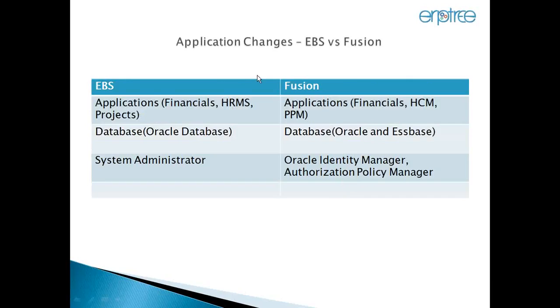Okay, another is just application related term changes. Financials, yes, financials only we call here. HRMS got replaced with HCM, and projects got replaced with PPM, project portfolio management. Here HCM means human capital management. In case of EBS, we have only Oracle database. In Fusion, you can find Oracle as well as SPS database. We'll be discussing all these points going forward.